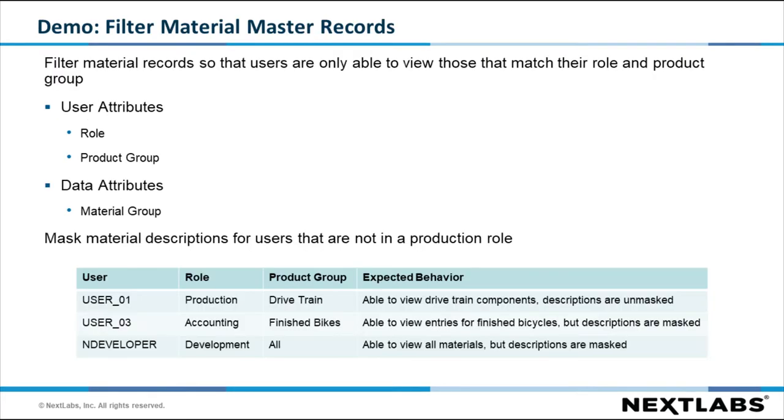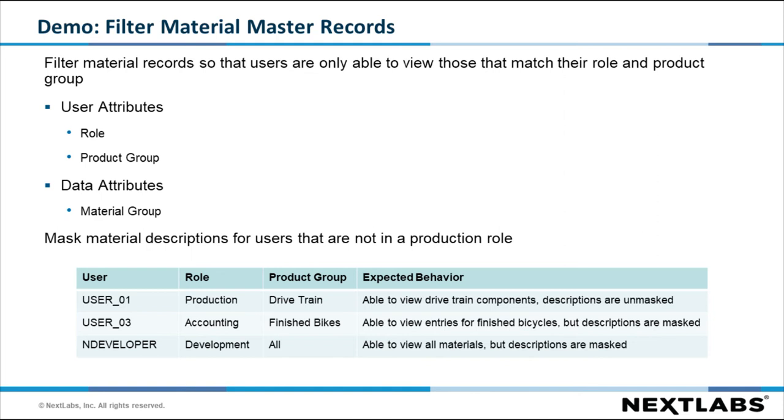For this demo, we will show how material master records can be protected by using both DAE's filtering and masking capabilities. Material master records will be filtered by the product group the user is a part of, so the users only see the materials related to their product group. The material descriptions will then also be masked for users that are not in a production role.